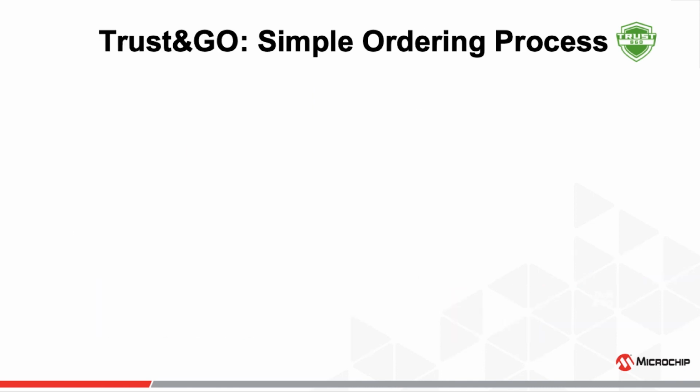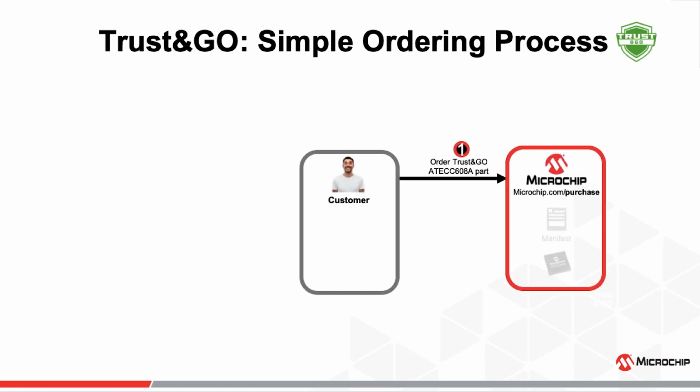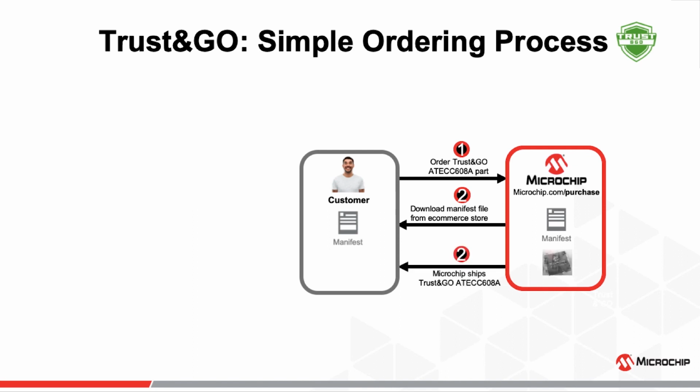Trust&GO and the ordering process. So how does it look? You're the customer. If you want a Trust&GO part, you order it from Microchip or one of our distribution partners, and you get a device and a manifest. The manifest is basically a digital file that you'll download from the e-commerce store of choice where you buy the part, and Microchip ships the provisioned Trust&GO ATECC608A to the customers or to the distributor that will ship to the customer after.